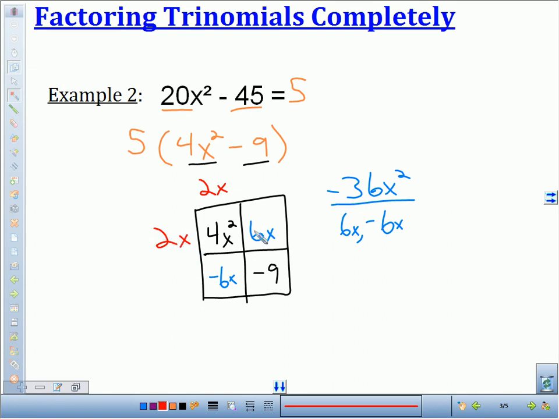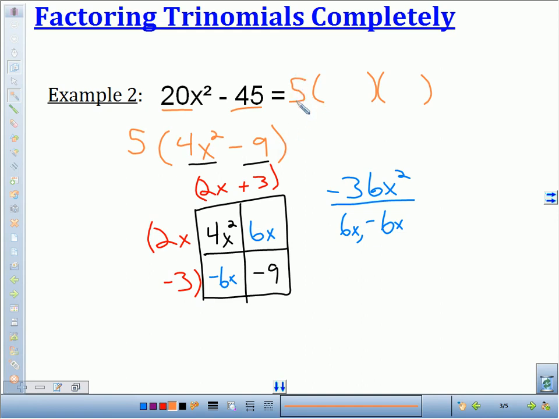Now to make 2x become 6x, I'd have to multiply it by 3. 2x times 3 is 6x. 2x times negative 3 would give me negative 6x. And of course, negative 3 times 3 is negative 9. That means that my factors here are 2x plus 3 and 2x minus 3. Now here's where the trick is. I have to leave the 5. Remember that 5 that I factored out at the very beginning? That stays there. It's still part of my answer.